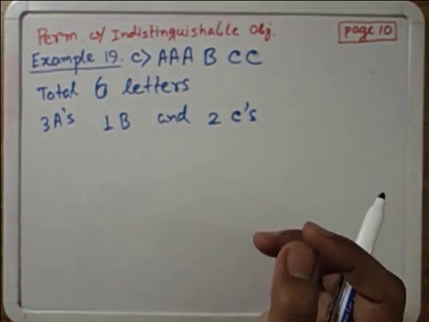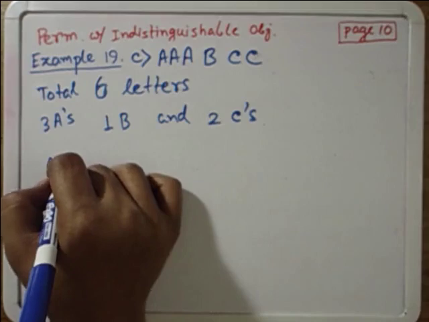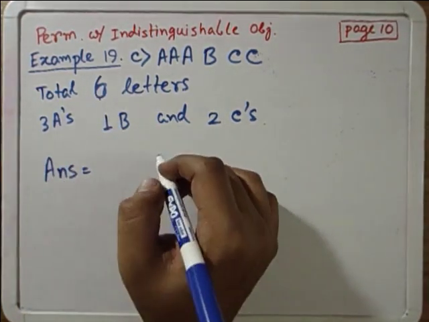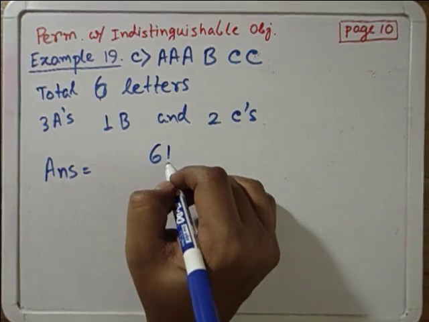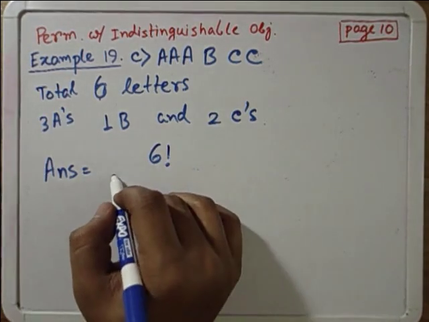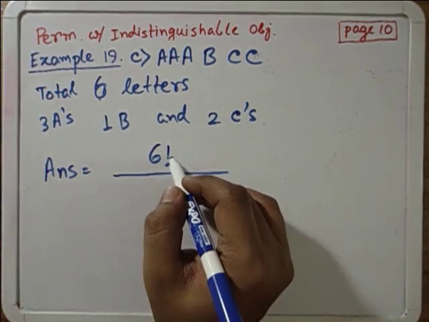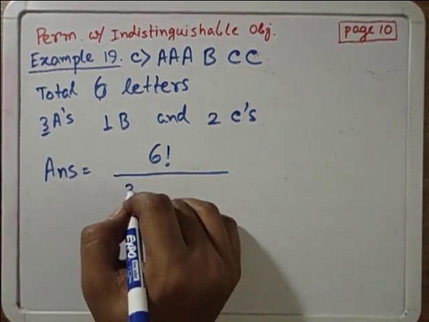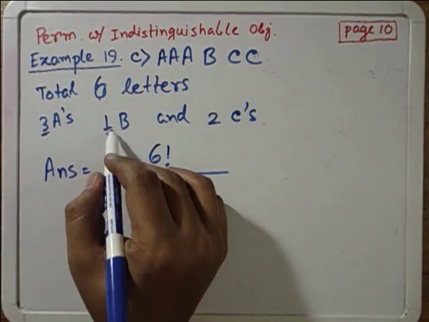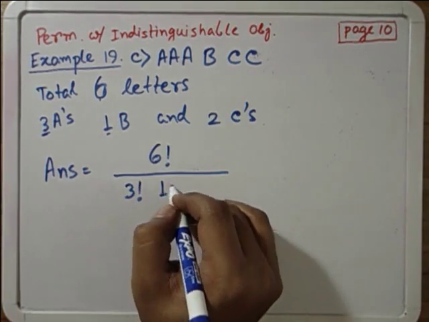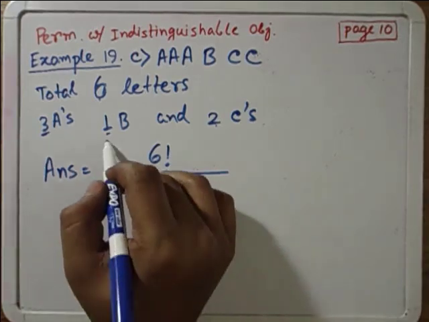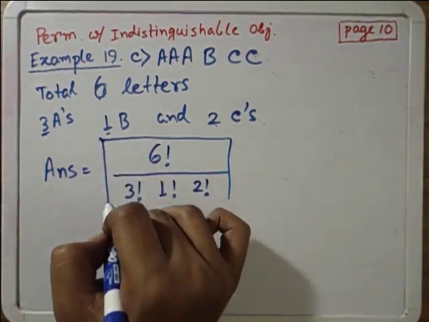Okay, so the answer is 6 letters, so that is 6 factorial, that goes in the numerator, and the denominator you have 3 A's, so 3 factorial, 1 B, so 1 factorial, 2 C's, 2 factorial. So that is your answer.